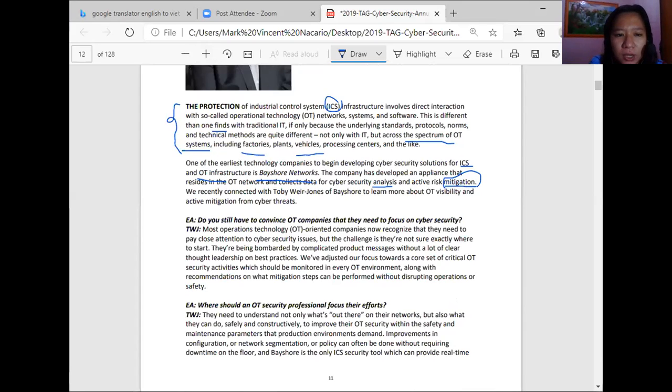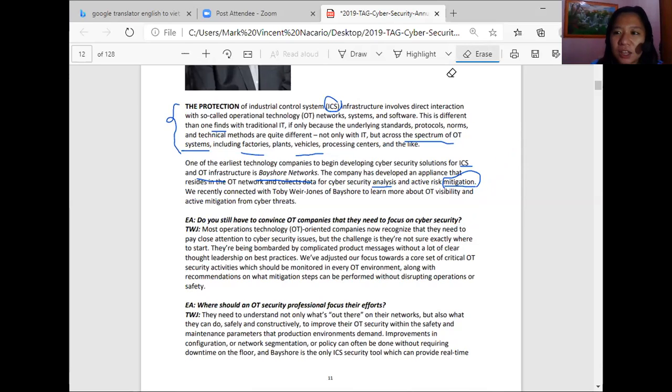Let me ask you again. When you are asking a question, you have to have intonation just like this: Do you still have to convince OT companies that they need to focus on cybersecurity? Just like that. You have to pronounce it with intonation at the end of the question, so that they can understand you are asking. I will try to understand.